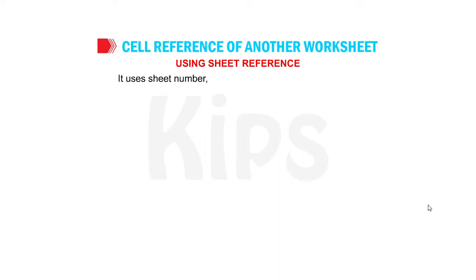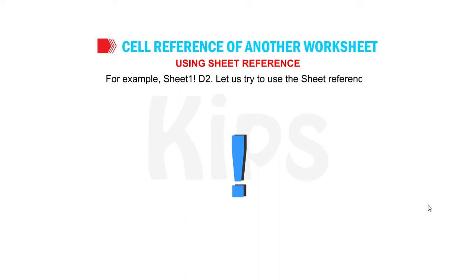The second way is by using sheet reference. It uses sheet number, exclamation mark and cell address. For example, Sheet1!D2. Let us try to use the sheet reference.